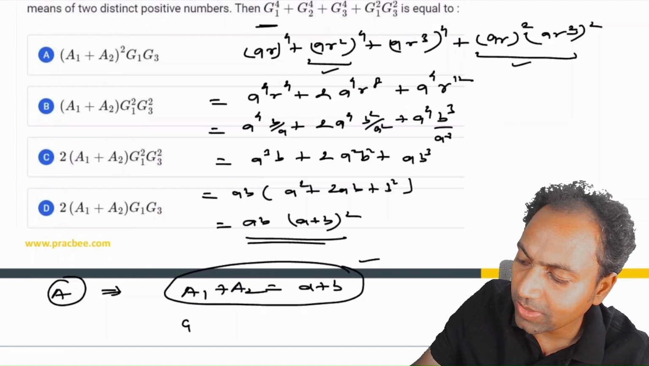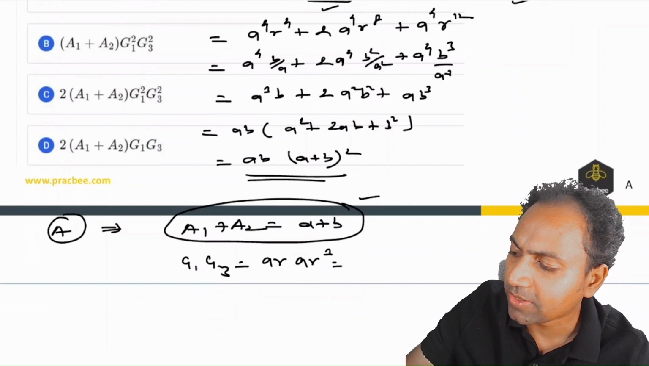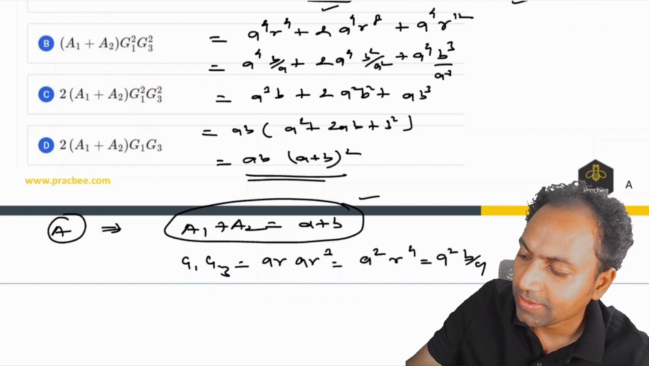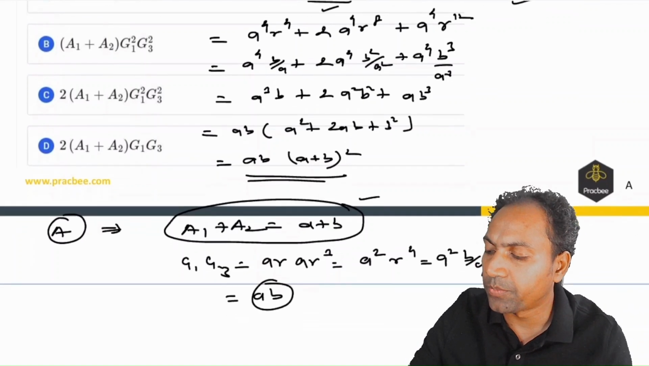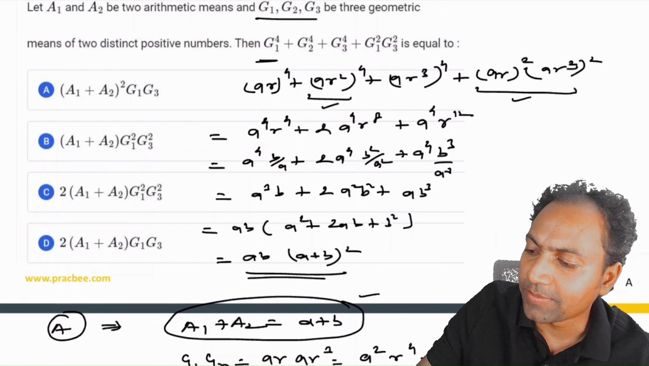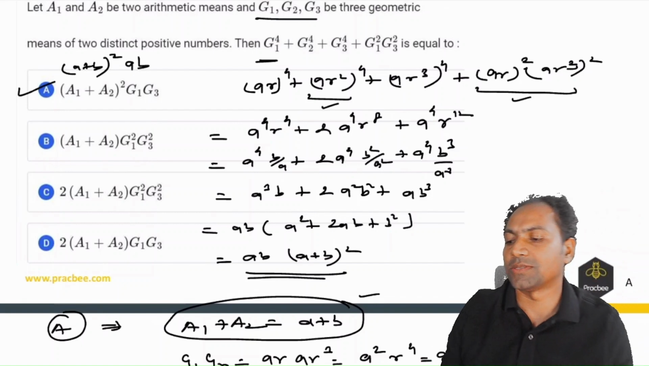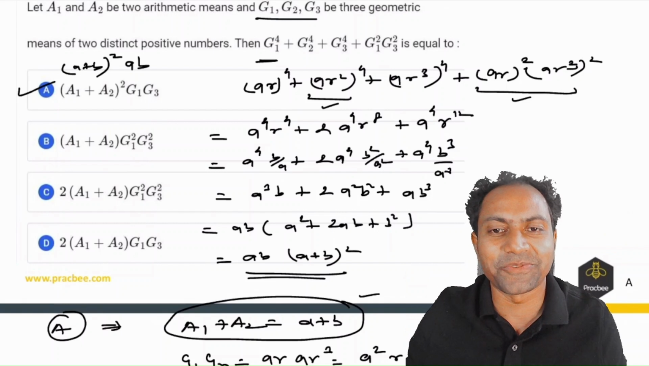And similarly, if you write g1, g3, it is going to become ar and ar cube. Again, you can see that this is coming out to be a square r raised to the power 4. R raised to the power 4 was nothing but b by a. You can see that this becomes ab. So again, if you check this option, it is coming out to be a plus b whole square into ab, hence this becomes right. You can check other options also, and if you use similar logic, the calculation is not very difficult.